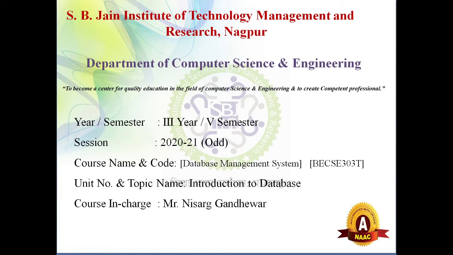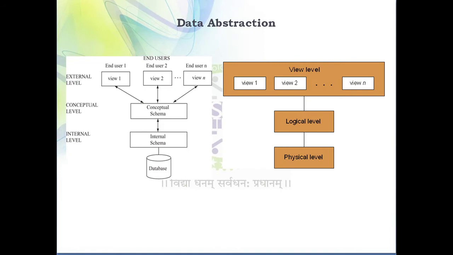In today's lecture, we are going to discuss the concept of data abstraction and data independence. So, first concept is data abstraction. This abstraction term is derived from the concept of object-oriented concepts. You might have learned about C++ and Java. There they use a concept of abstraction.